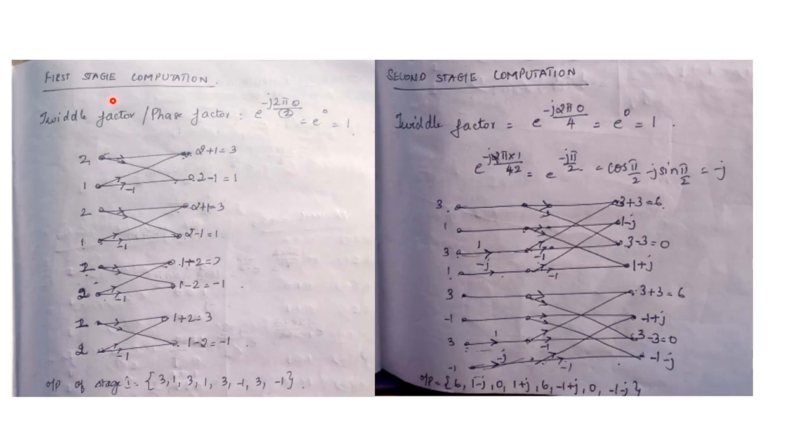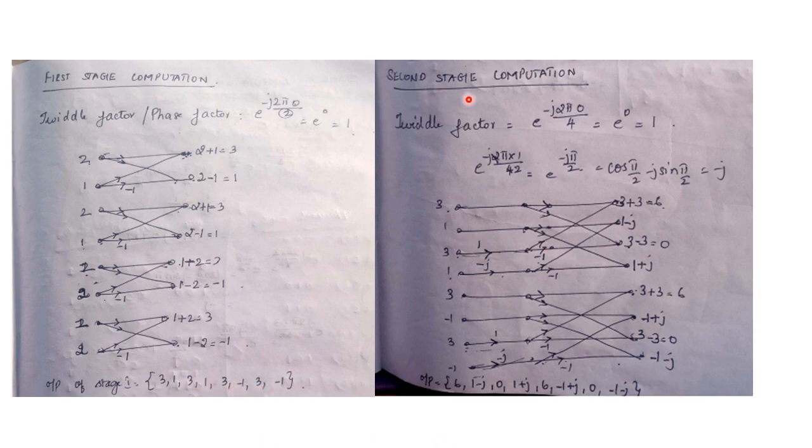So we have the first stage computation. In the first stage of computation, there is only one twiddle factor, that is e power minus j 2 pi n by 2, where n is 0, so 0 by 2. This becomes e power 0, which is equal to 1. So there is only one twiddle factor. We do the computation with the twiddle factor as 1, and finally the output of stage 1 is obtained as 3, 1, 3, 1, 3, minus 1, 3, minus 1.